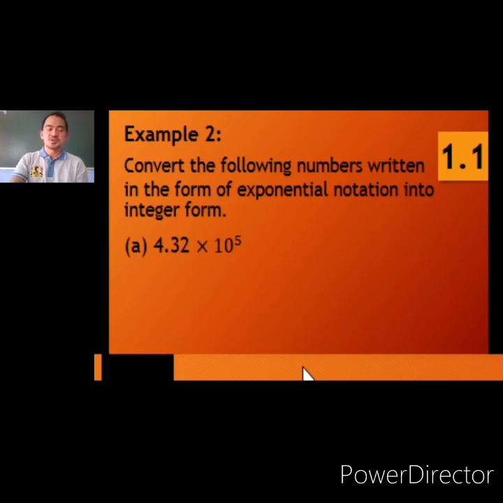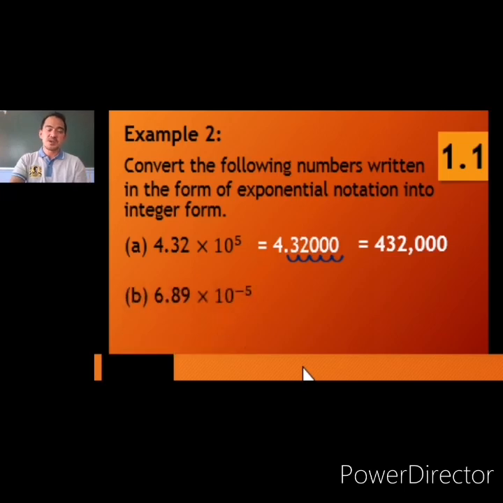By writing it into integer form, you have to move your decimal point towards the right direction because your power of base 10 is a positive number. 1, 2, 3, 4, 5. Therefore, by moving your decimal point towards the right direction 5 places, 4.32 times 10 raised to 5 is equivalent to 432,000.